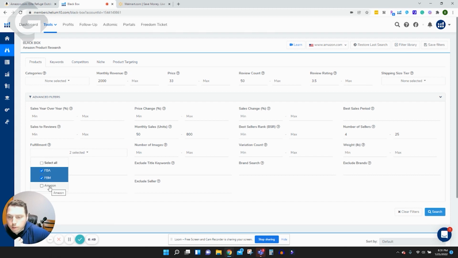What I'm not okay with, though, is Amazon selling the products. So we're going to go FBA and FBM. We're going to avoid products that Amazon is selling because they're just not fair with their setup. You will not make hardly any sales. You will not be able to beat their price. And so you just sit on items forever. So I don't even want to look at those.